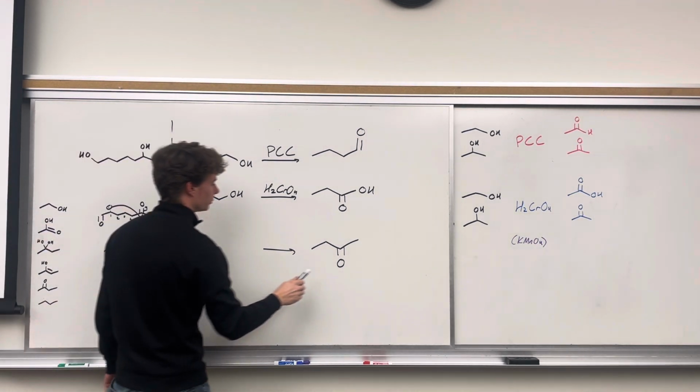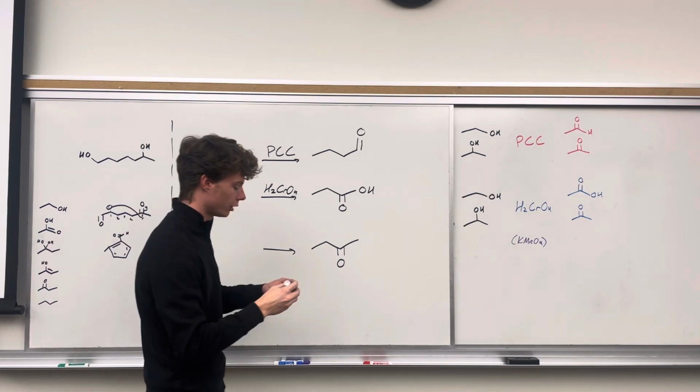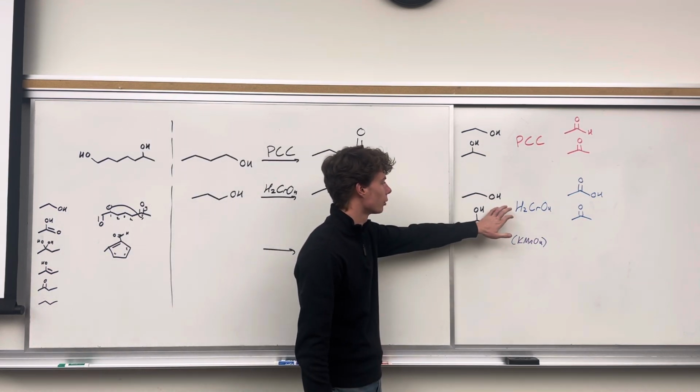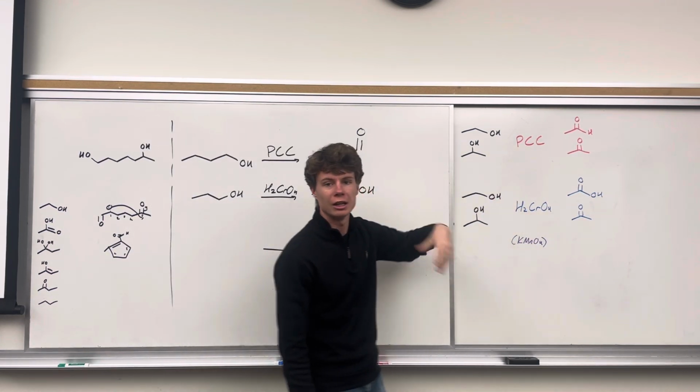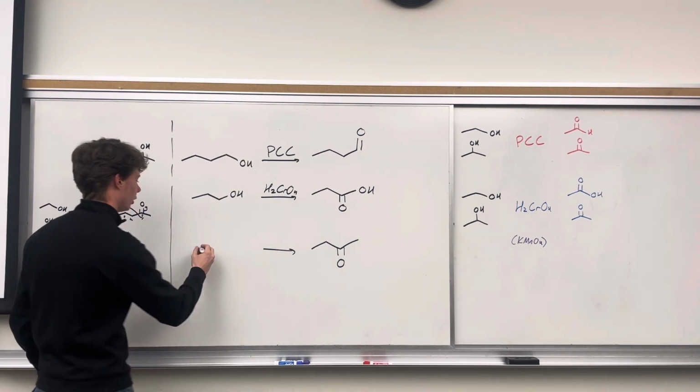Last example here. I have a ketone. I know I need a secondary alcohol, and I'll be able to use either chromic acid or PCC. Either one will work. They both make ketones out of secondary alcohols.